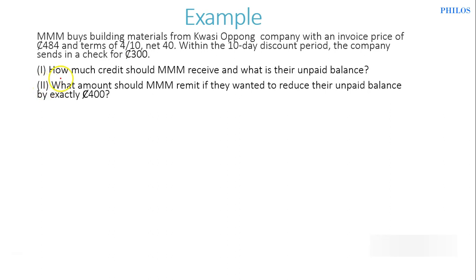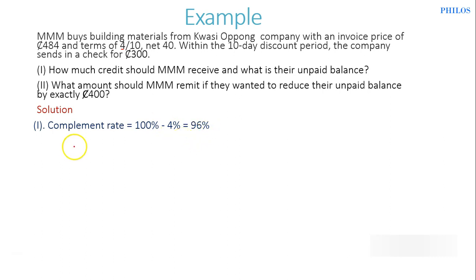Okay. So Roman number 1 says, how much credit should MMM receive and what is their unpaid balance? Then Roman number 2 says, what amount should MMM remit if they wanted to reduce their unpaid balance by exactly 400 cedis? So to solve the Roman number 1, first we find the complement rate. And the complement rate is 100% minus the discount rate. So the discount rate is the 4% here. So 100% minus 4% will give you 96%, which is 0.96.